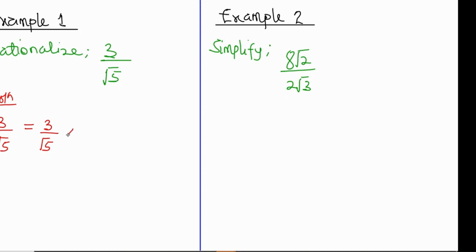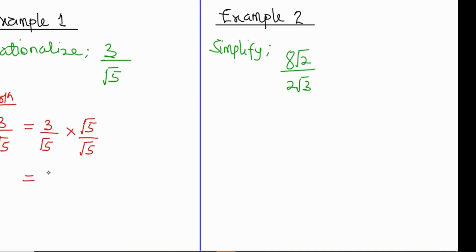So that is multiplied by square root of 5 divided by the square root of 5. So that is said rationalization. Once we are able to do this, the next step is about multiplication, and we are good to go.